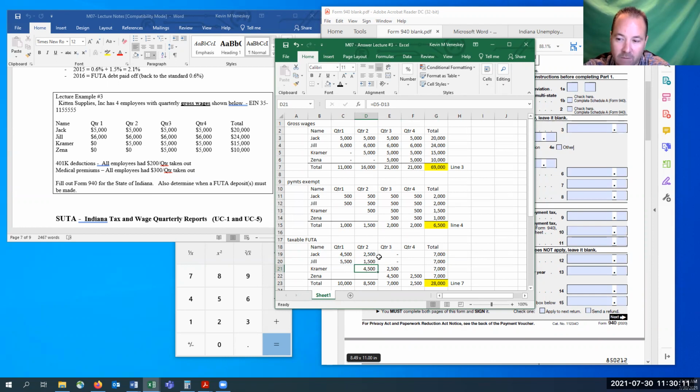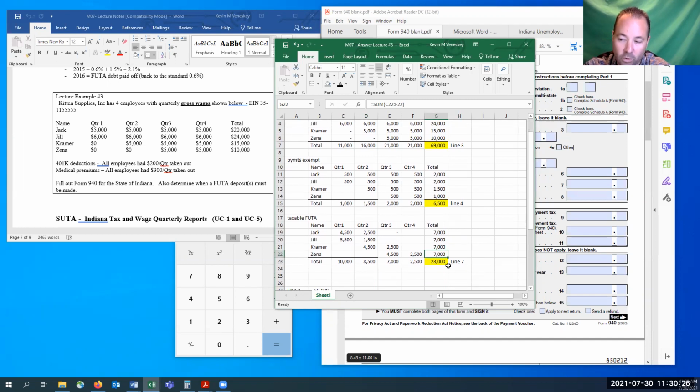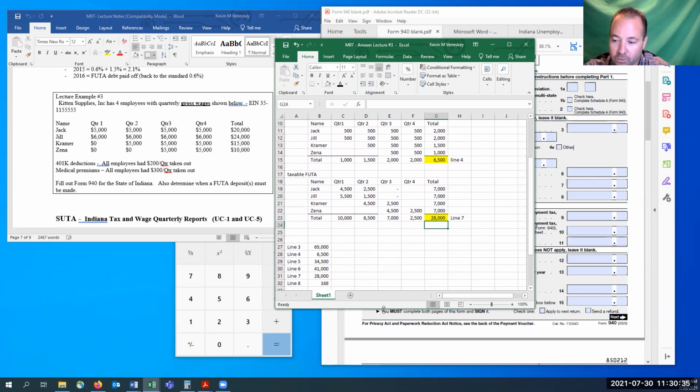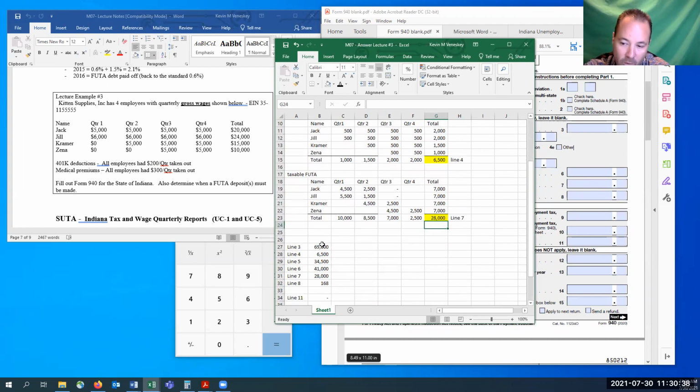I'm going to do the same thing with Kramer. Kramer, this is his first quarter. Third quarter will be his going over the cap. He's at 7. And Zena will end up being at 7 in quarter 4. So the total taxable wages, that's pretty easy. Just 7,000 times 4 is 28,000. So as I'm going through our answers, I've already got this one, and this one completed, just based on my chart. I can fill in the other 2 items based on those 3 numbers.